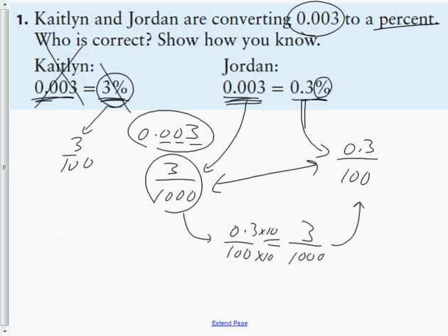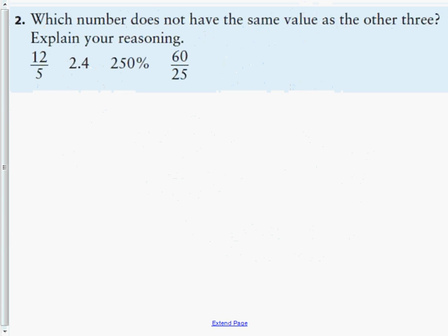Question 2, if it comes up here, says which number does not have the same value as the other three? So you're given an improper fraction, a decimal, a percentage, and another improper fraction. What we're going to have to do is convert these all to one type. Now, it doesn't matter what you do. You can change all of these to fractions. You can change all of them to decimals. You can change all of them to percentages.